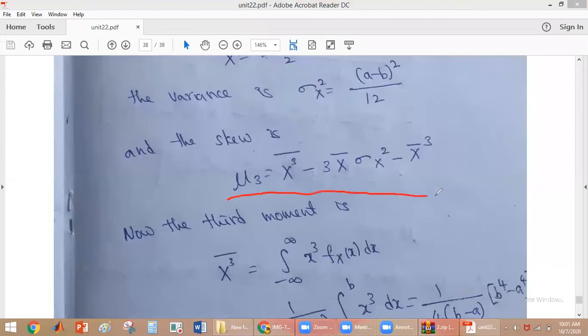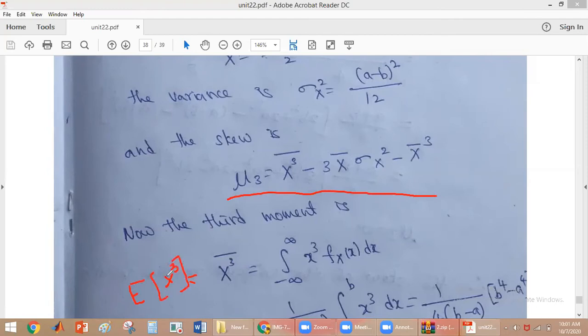Skew is given by the formula mu 3 is equal to x cube bar minus 3x bar sigma x square minus x bar cube. Okay, now the first step is we have to find out what x cube bar is. X cube bar is nothing but the expectation of x cube. It is called the expectation of x cube. Okay, so that is now called x cube bar.